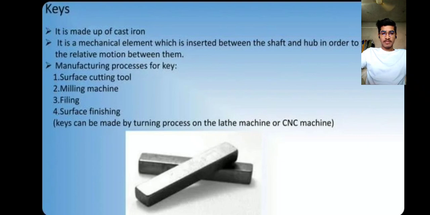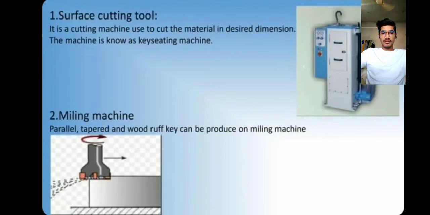Surface cutting tool, milling machine, filing, surface finishing. Keys can be made by turning process on the lathe machine or CNC machine. Surface cutting tool. It is a cutting machine used to cut the material to the desired dimension. The machine is known as key setting machine.